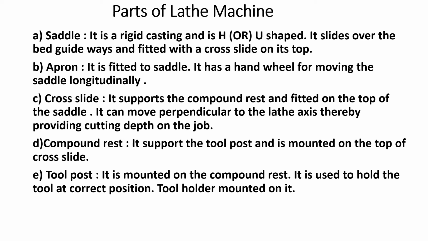Next, the apron. It is fitted to the saddle. The saddle is moved by the apron. Next, the cross slide. It supports the compound rest and is fitted on top of the saddle. Next, the compound rest. It supports the tool post and is mounted on top of the cross slide. The tool post is mounted on the compound rest and holds the tool. So all are mounted one by one.